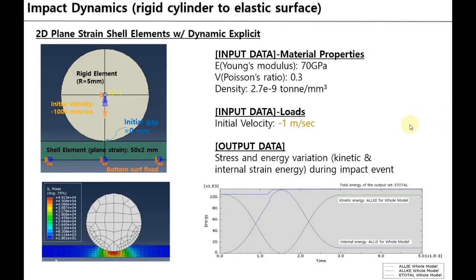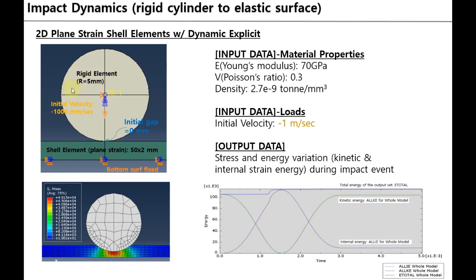In this video, I will explain how to model impact dynamics for a rigid cylinder to an elastic surface layer. Again, we are going to reuse exactly the same FEA model of the contact problem. We just slightly modified the FEA model for impact.